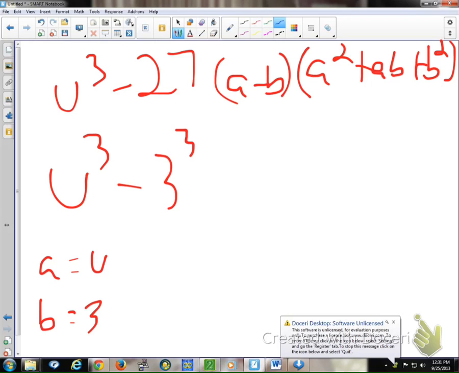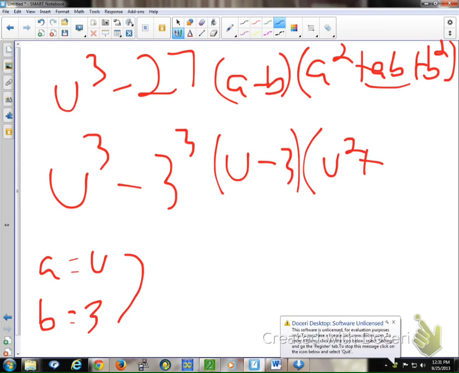So all we have to do is plug them in. U minus 3 times U squared. Let's see, AB would be U times 3, plus B squared. 3 squared is 9. And that's it. Once you plug those into the formulas, you're done.